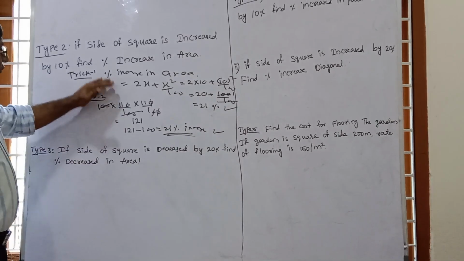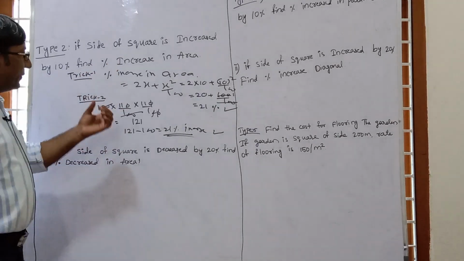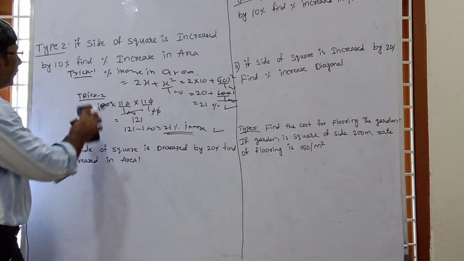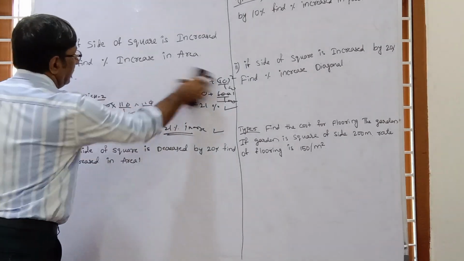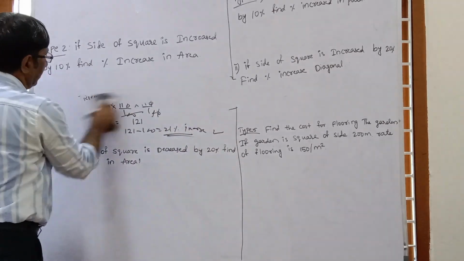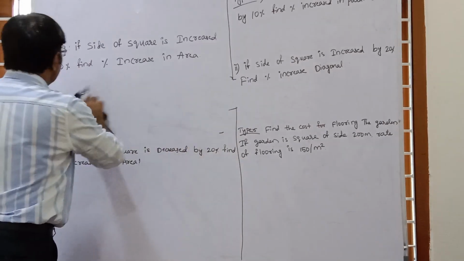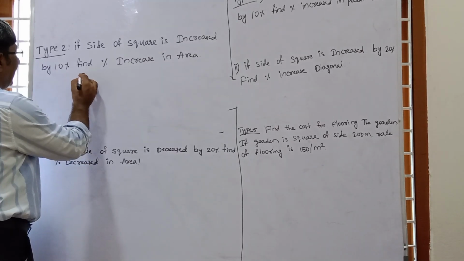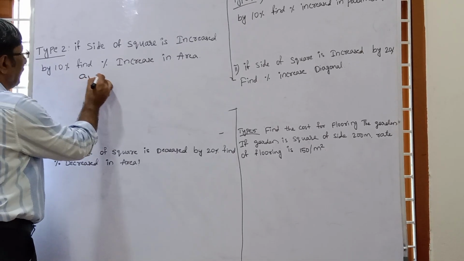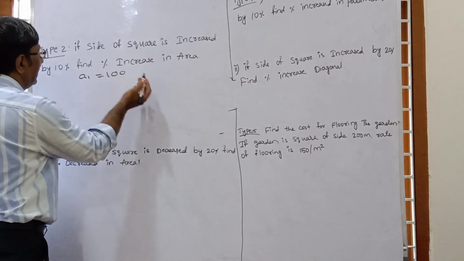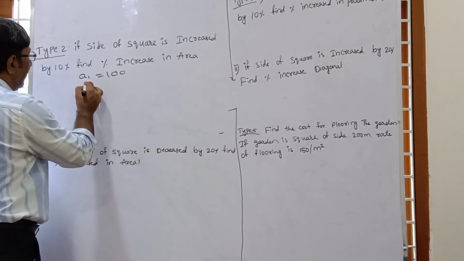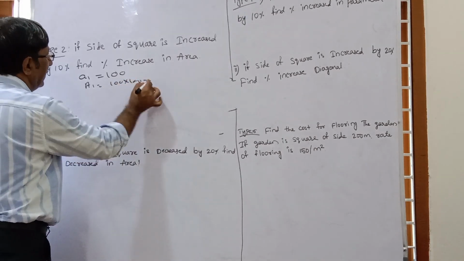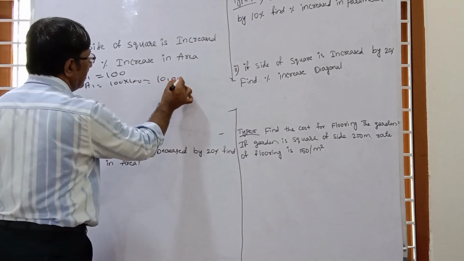But if we go for this question by a very basic way, it will take a lot of time. So what is the basic way for this question? Suppose the initial side A1 is 100. So area A1 will be 100 multiplied by 100, you will get 10,000.